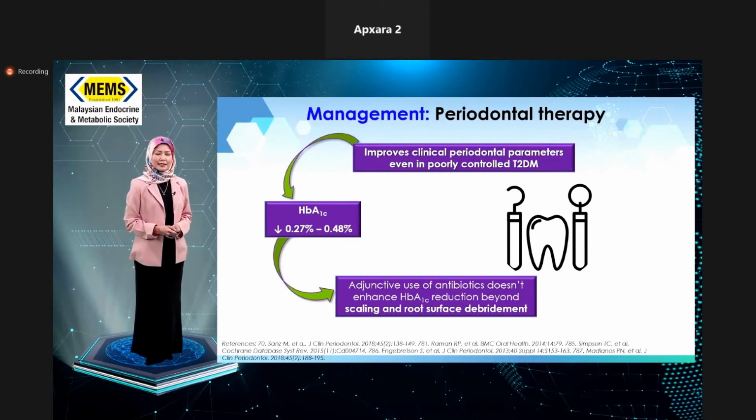A reduction in A1C of between 0.3% to 0.5% with periodontal therapy like scaling and root surface debridement will improve clinical periodontal parameters even in poorly controlled type 2 diabetes patients.